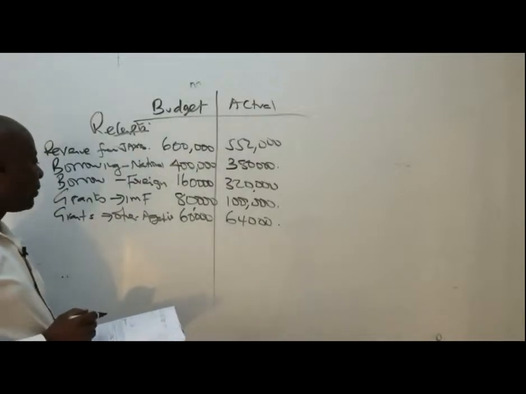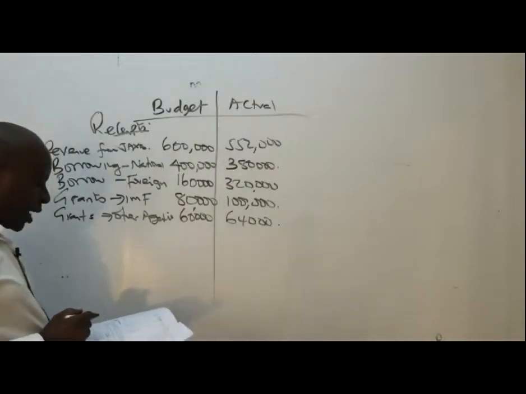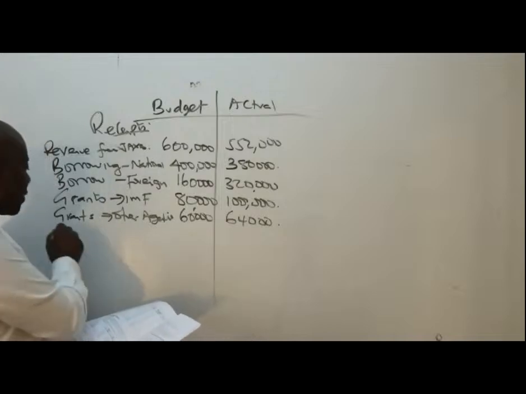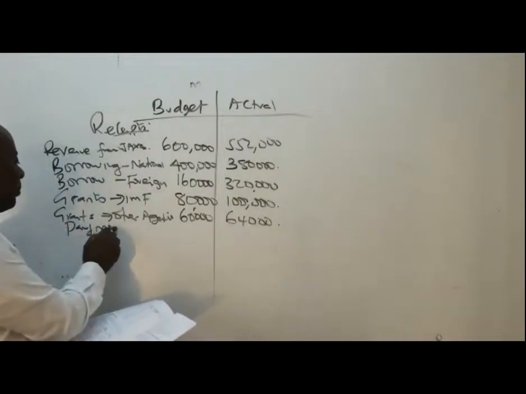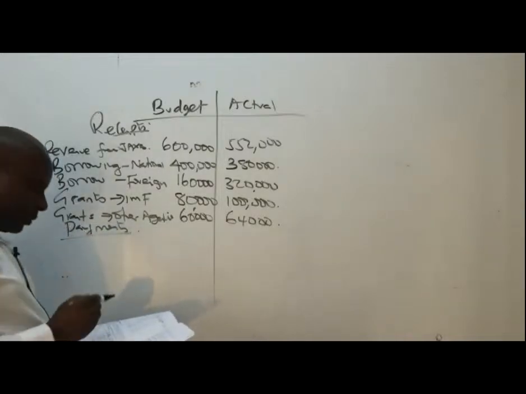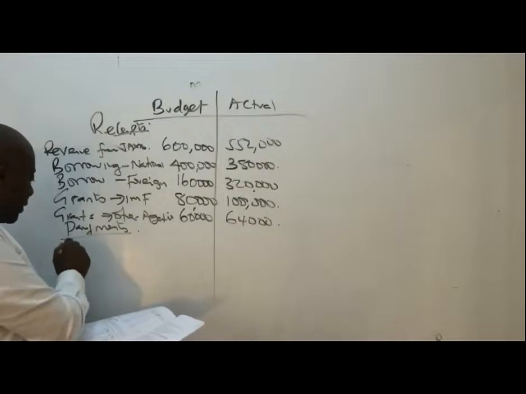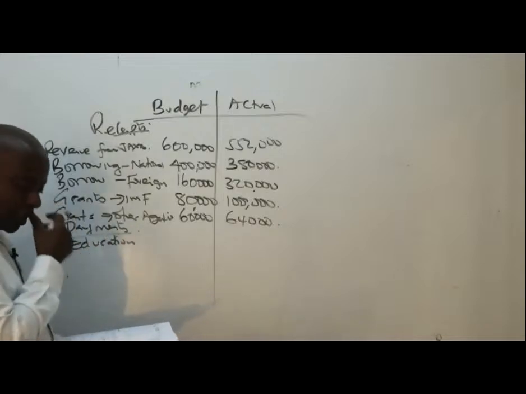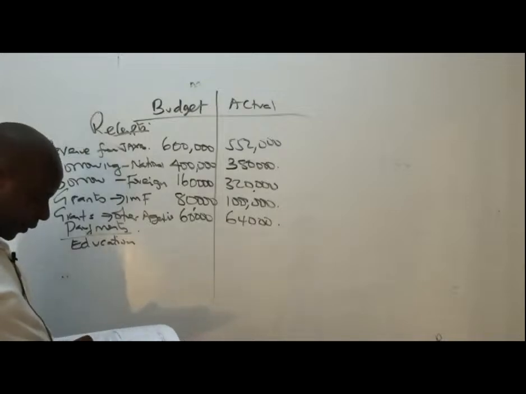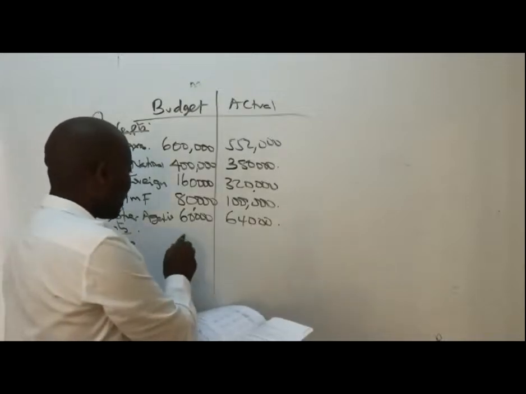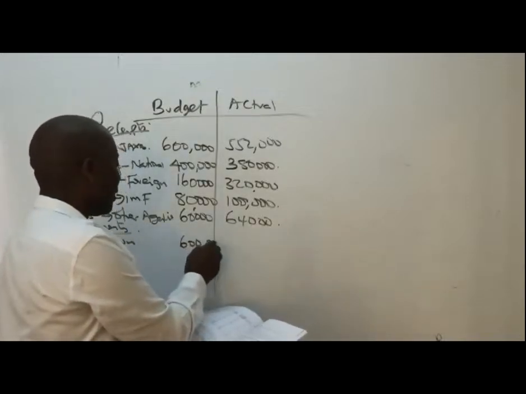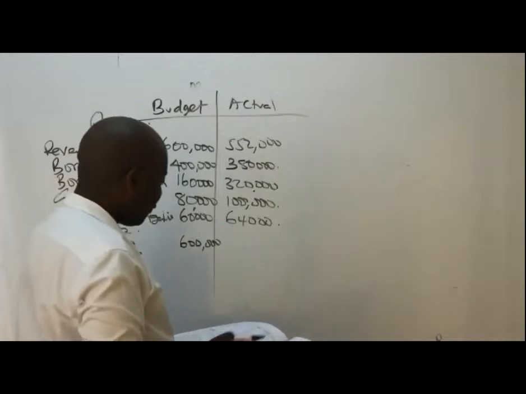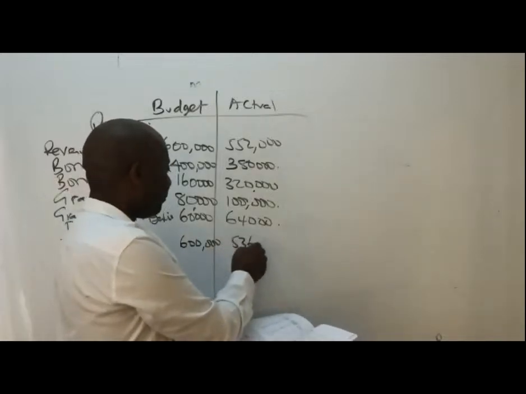Ladies and gentlemen, from there straight away, I'm looking at the payments. So under payments, what do we have? We made some payments through some education project. We had budgeted to pay 600,000, but we actually paid less, 536,000.